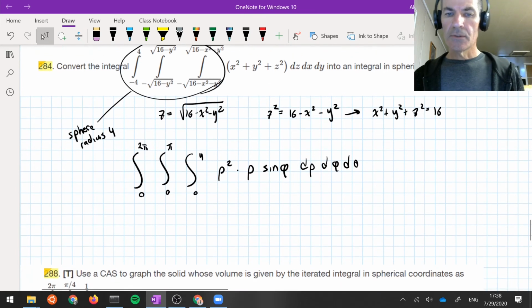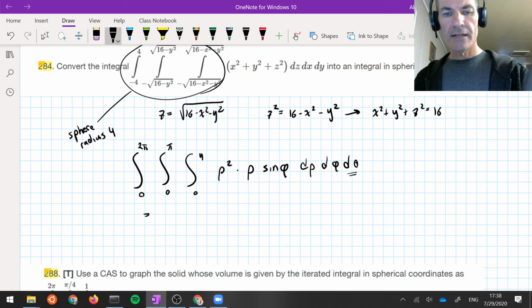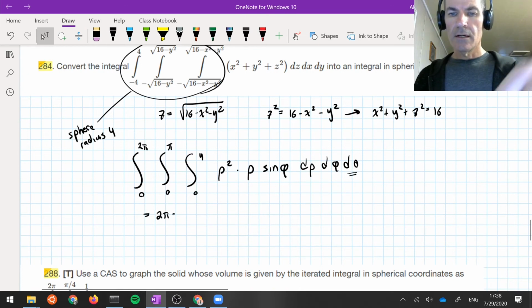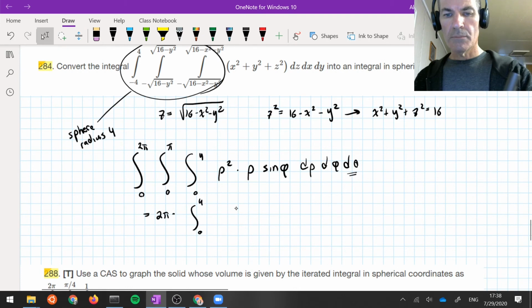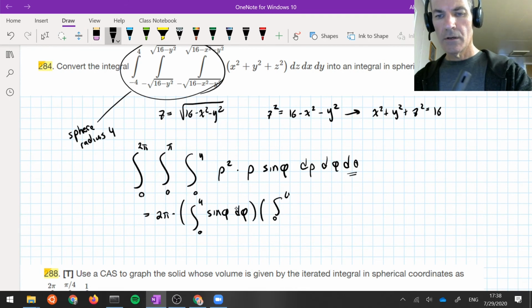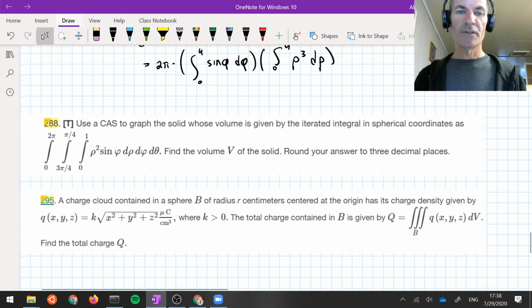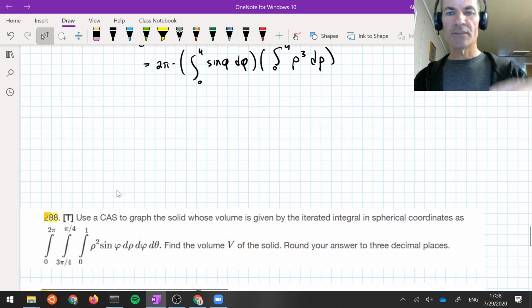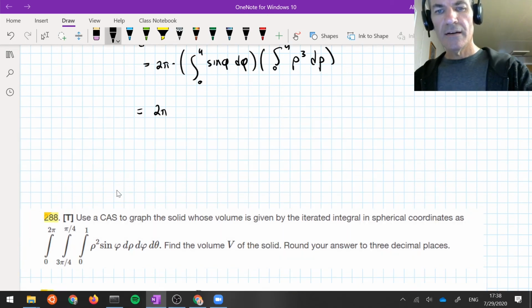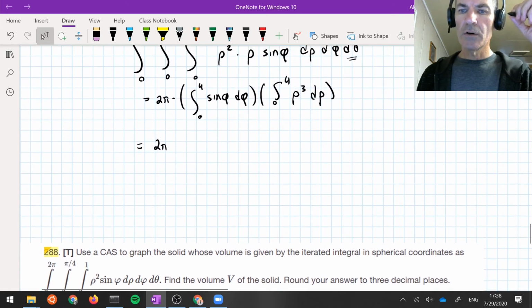This is an integral that we can separate into pieces, and in fact we can do the theta integral right off the bat. 2 pi, the integral from 0 to pi of sine of phi d phi times the integral from 0 to 4 of rho cubed d rho. This looks really familiar to the previous example. That's okay. 2 pi. The rho integral is rho to the 4th over 4 from 4 to 0.